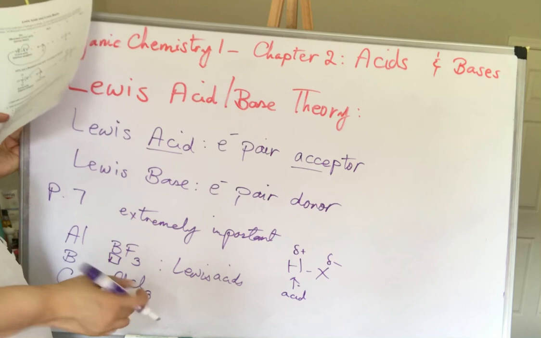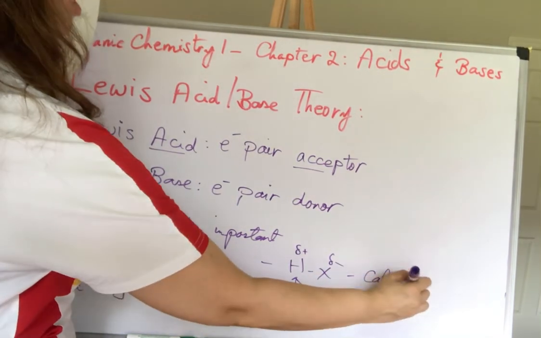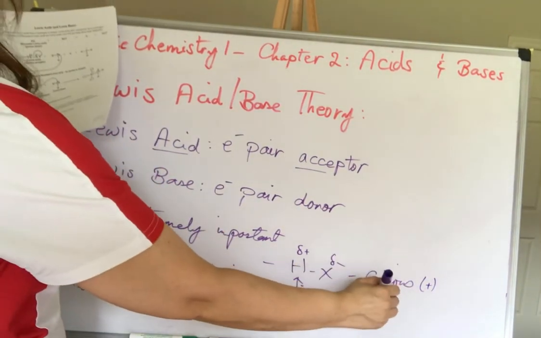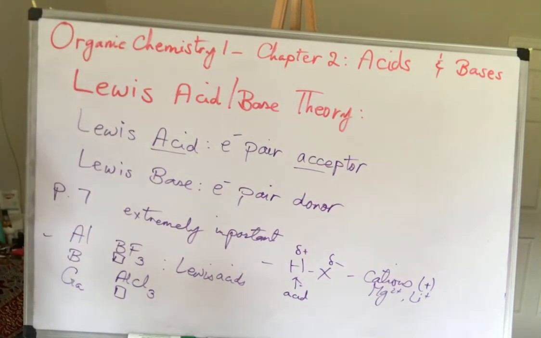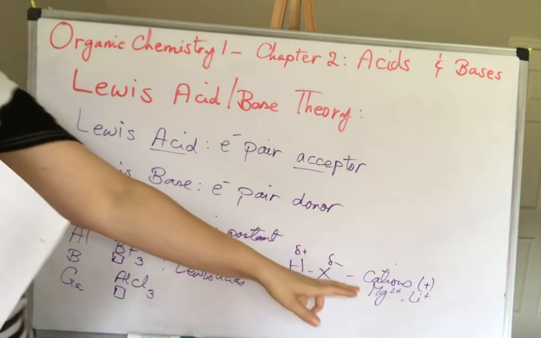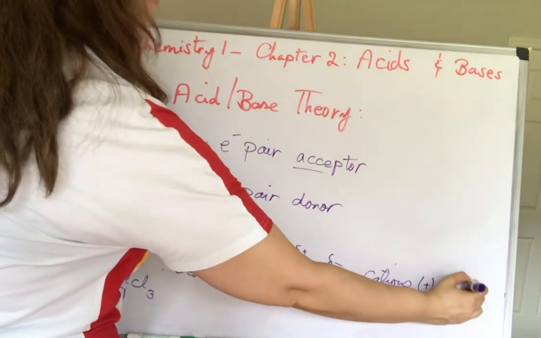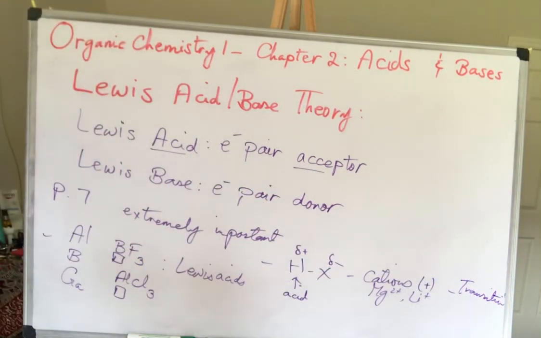Also, we have cations. Cations, of course, are positively charged ions, right? Like magnesium, like lithium. You will work with these two metals at the end of this semester. So keep in mind that magnesium and lithium are two useful cations in organic chemistry. And we're also talking about transition elements like zinc, like iron, like titanium. They are good acids in Lewis theory.